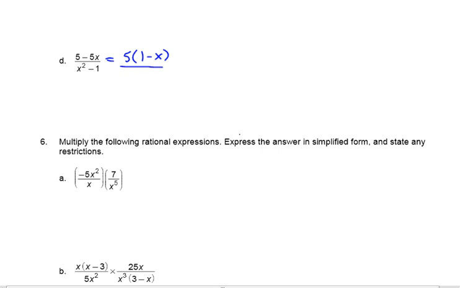Difference of squares. So x squared minus 1, we square root both. The square root of x squared is x, the square root of 1 is 1, 1 plus, 1 minus. Now, are these the same right now? The 1 minus x, is that the same thing as x minus 1? No. How can we make them the same?